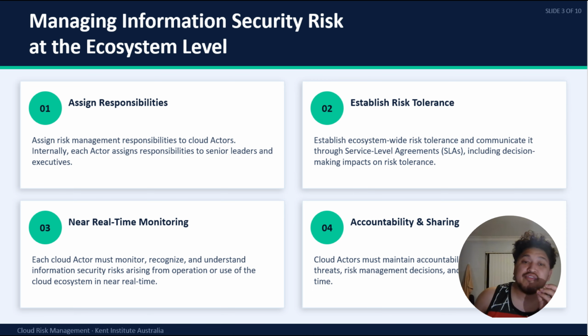Third is near real-time monitoring. Each actor must continuously watch for emerging threats and understand the security risks arising from the use of the ecosystem. Talking about the fourth, accountability and information sharing. Actors must take ownership of incidents, share threat intelligence, and communicate their risk management decisions and solutions promptly. In a connected ecosystem, transparency is not optional, it is essential.